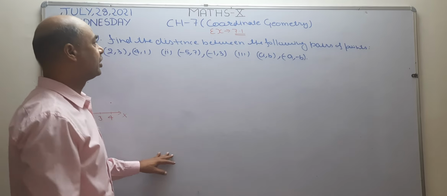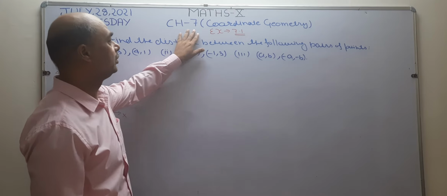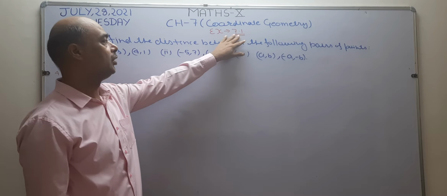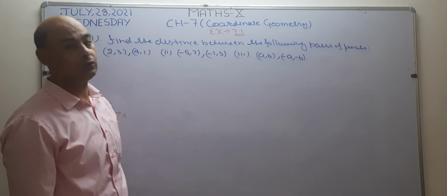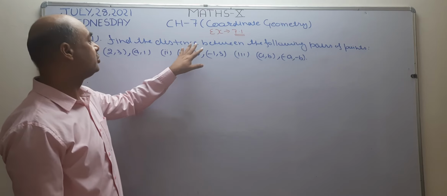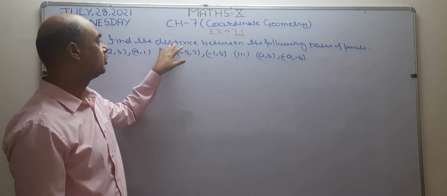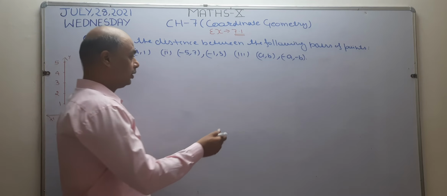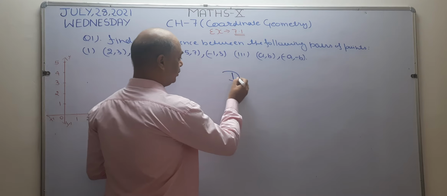Hello students, today we are going to start a new chapter, chapter number 7, coordinate geometry. Today we are going to start exercise 7.1. Before starting this exercise, I want to discuss one formula, which is known as the distance formula. I want to explain the distance formula for you. I write here: distance formula.